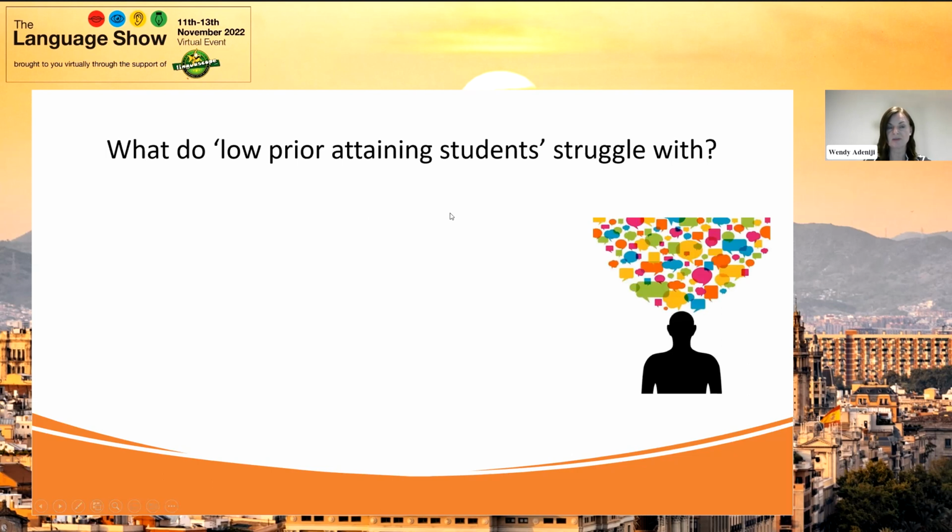So the first question that I've got for you is, what do low prior attainers struggle with generally? It could be generally in terms of learning a language, or it could be across any other subject. If you want to put that answer in the chat, that would be fantastic.